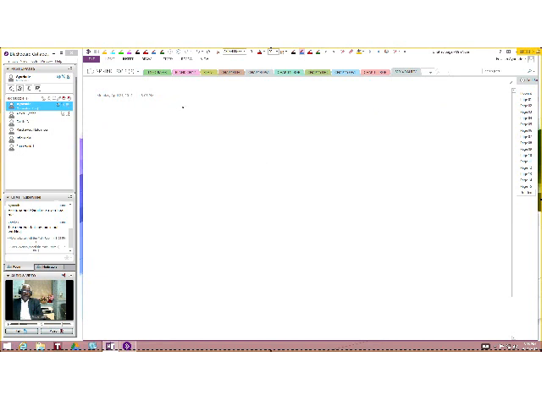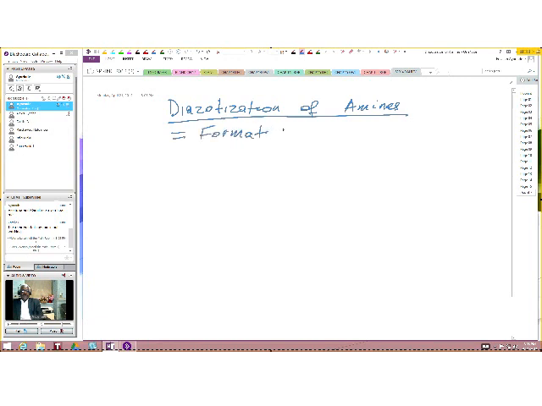So I am going to call this diazotization of amines. Diazotization simply means formation of diazonium ions.